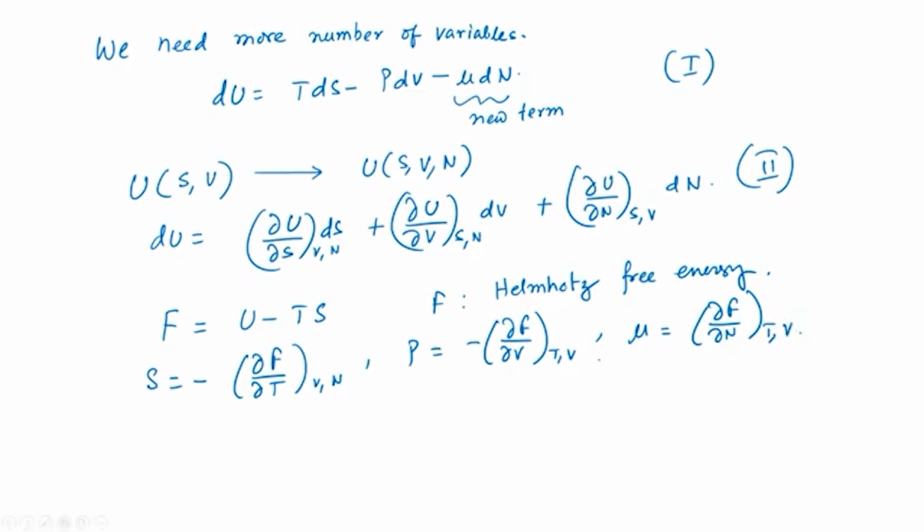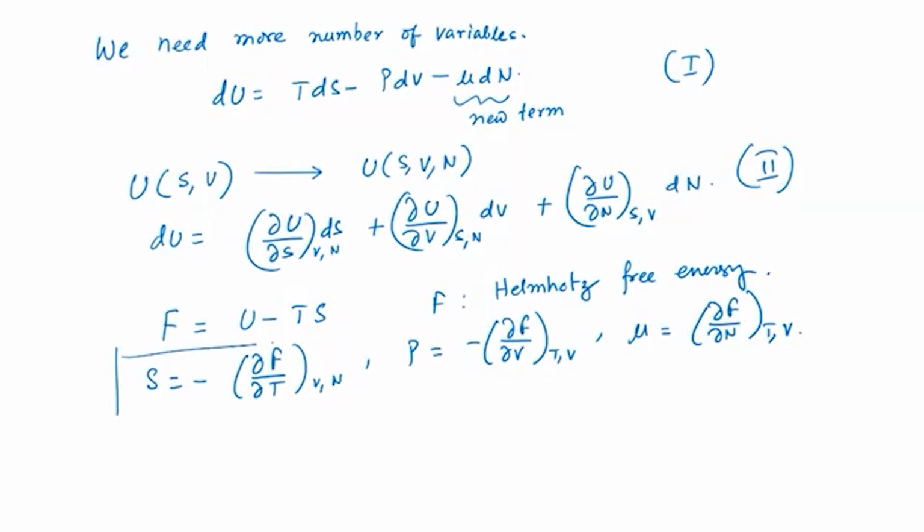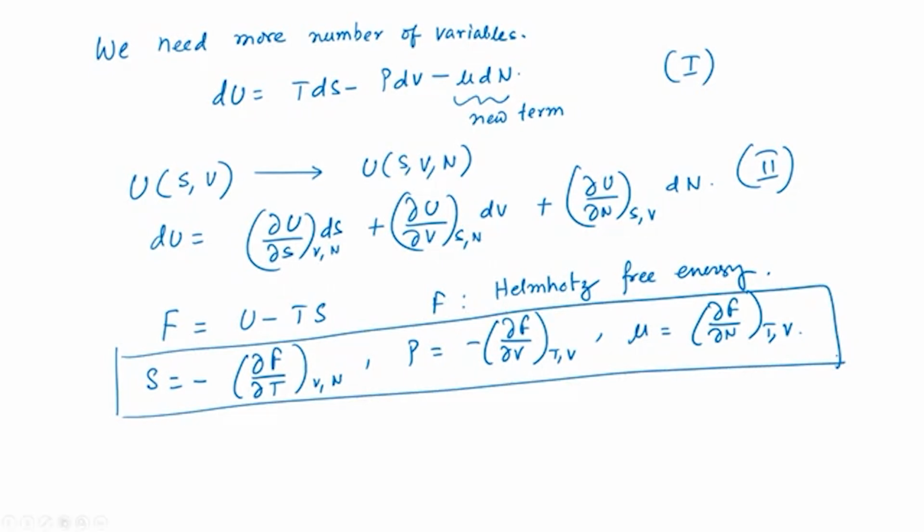Just a while back I was talking about the photon gas, and I said that the Helmholtz free energy is independent of the number of particles, and that is why mu is equal to 0. So, del F del N equal to 0, and that is why mu equal to 0. So, these are now the definitions of entropy, pressure and chemical potential which we shall use.